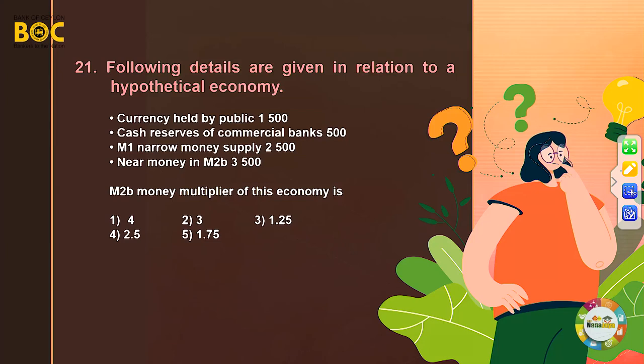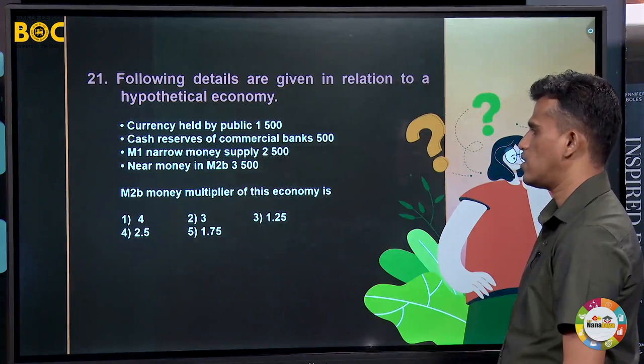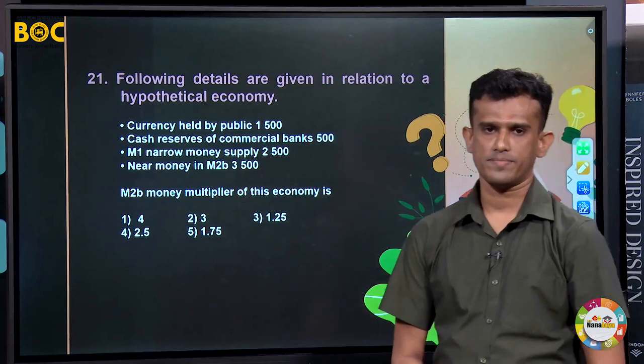Next question. The following details are given in relation to a hypothetical economy. Currency held by public 1,500. Cash reserves of commercial banks 500. M1 narrow money supply 2,500. Near money in M2B is 3,500. We are supposed to calculate the M2B money multiplier of this economy.